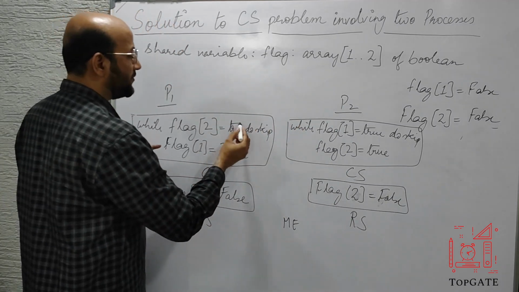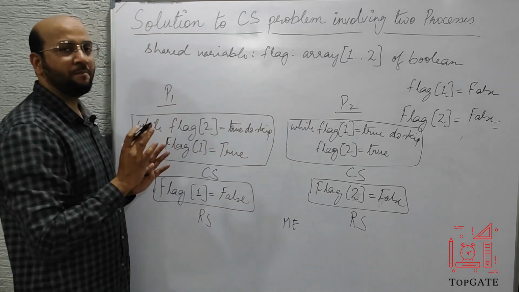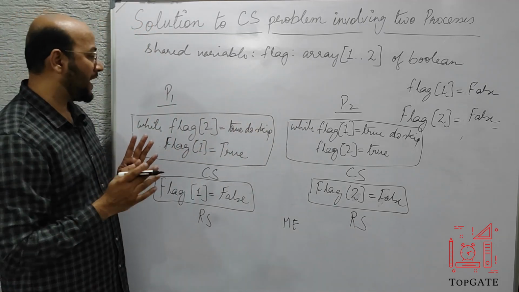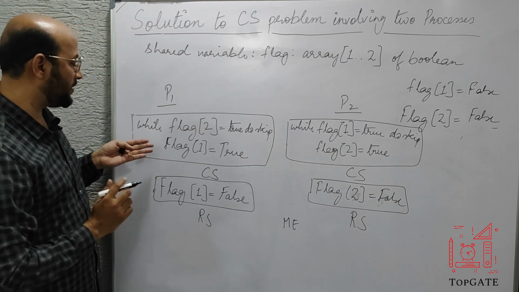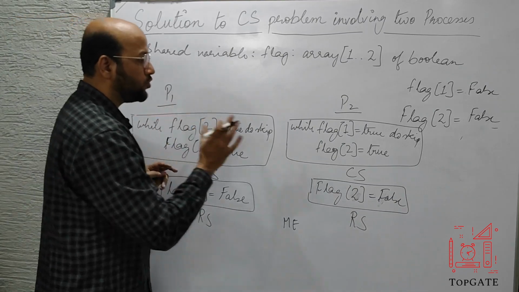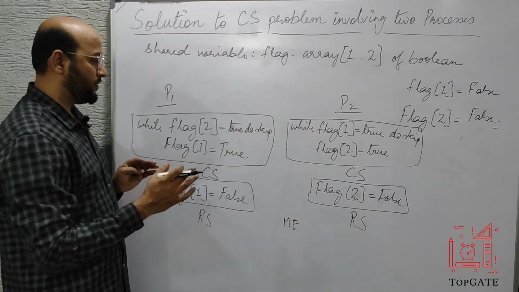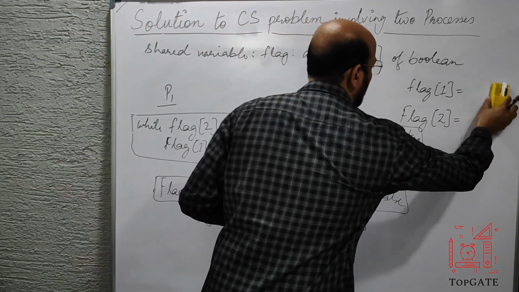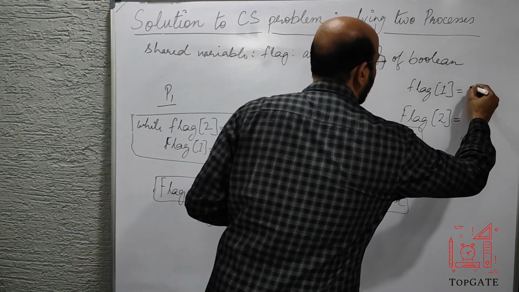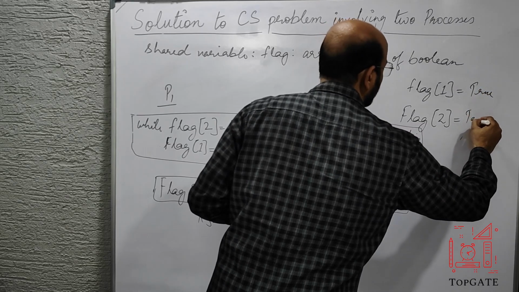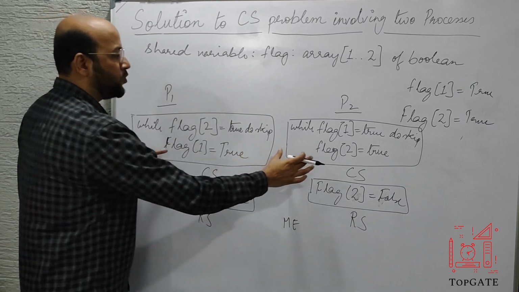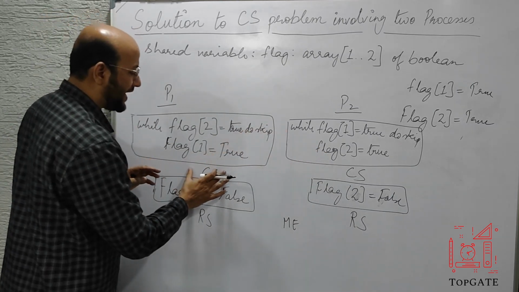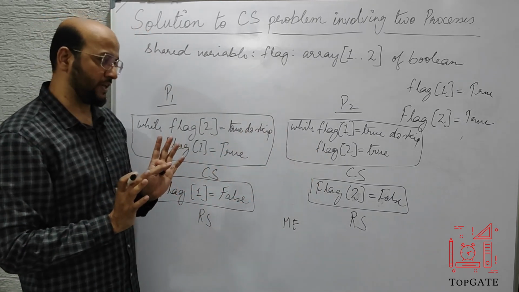Clear? Therefore, the while loop of both these P1 and P2 will be broken. Clear? And they both will go to the next instruction. So in the next instruction, they will write flag 1 is equal to true, flag 2 is equal to true. So right now, the value of both these flag 1 and flag 2 becomes true. True here also, true here also. Okay? And they both simultaneously will enter into the critical section.